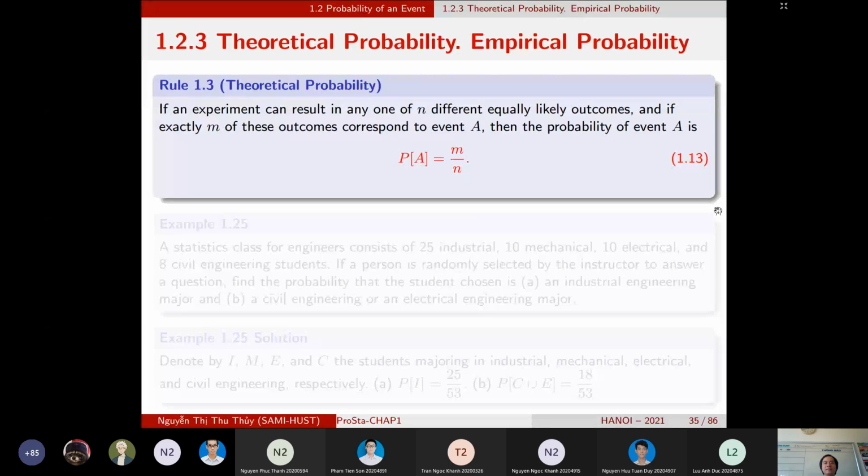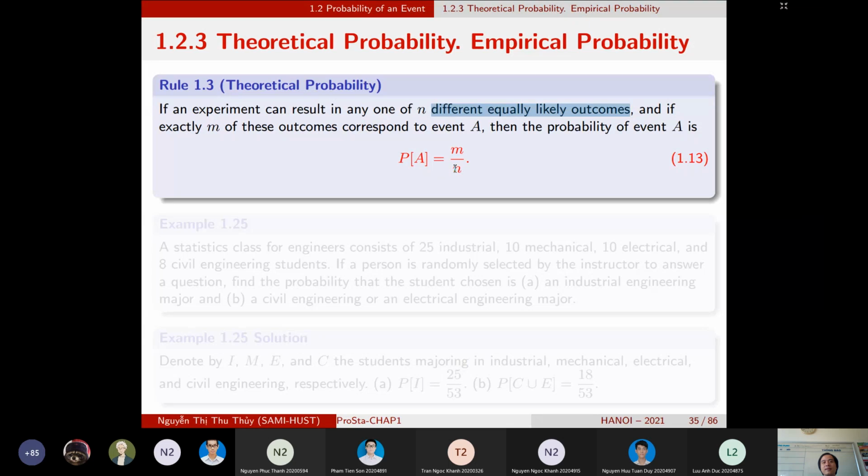And now we consider the notion of theoretical probability, or classical probability, in fact. If an experiment can result in any one of n different equally likely outcomes, we consider this definition. The assumption should be that all the n possibilities are equally likely outcomes. And if we have exactly m outcomes for the event A, then the probability of A is equal to m/n.